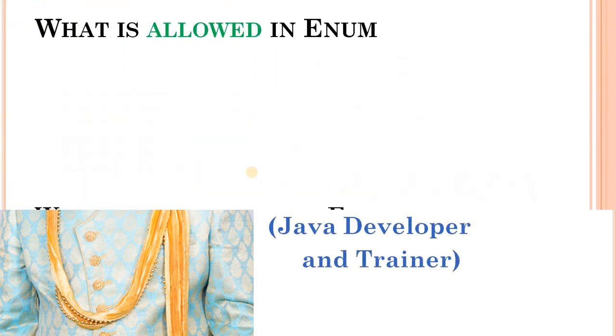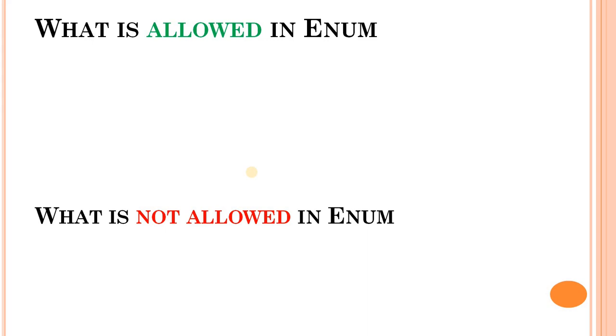In this video session, we are going to discuss what are the valid things that we can follow in Enum and what are not valid. Coming to the first scenario, what are valid? Remember a simple point, Enum is internally one class. So what we can define inside the class, almost same things we can define inside the Enum.